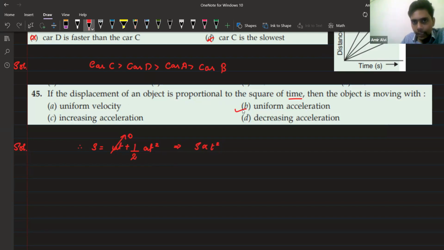Sarah Khan, you got the right answer, dear. Ayan, this is the answer, dear: uniform acceleration. Because this equation is applicable only in uniformly accelerated motion, it means that acceleration should be uniform. Increasing acceleration means non-uniform motion, decreasing also means non-uniform motion. But if the question is asking uniform velocity, it means there is no acceleration, so this is also discarded. Clear, all of you?